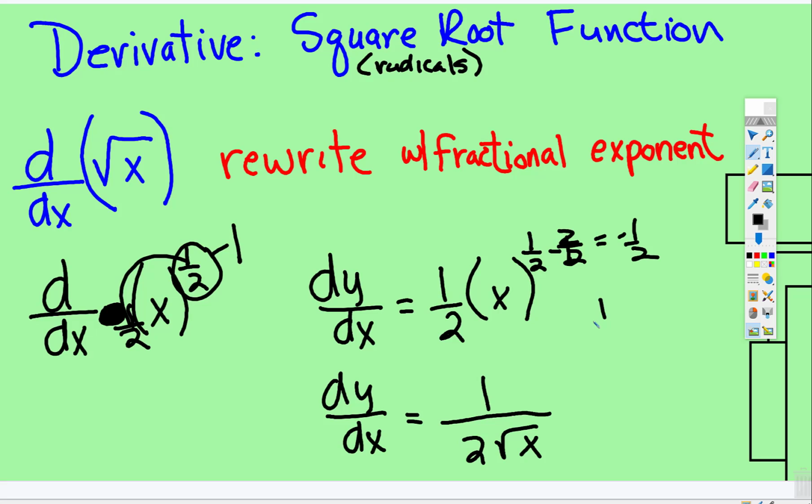So when you end up having 1/2 x to the negative 1/2, remember that could be rewritten as 1 over 2 x to the 1/2. Well, once you have that as a fractional exponent, you can put it back in the radical form. So let's do another one.